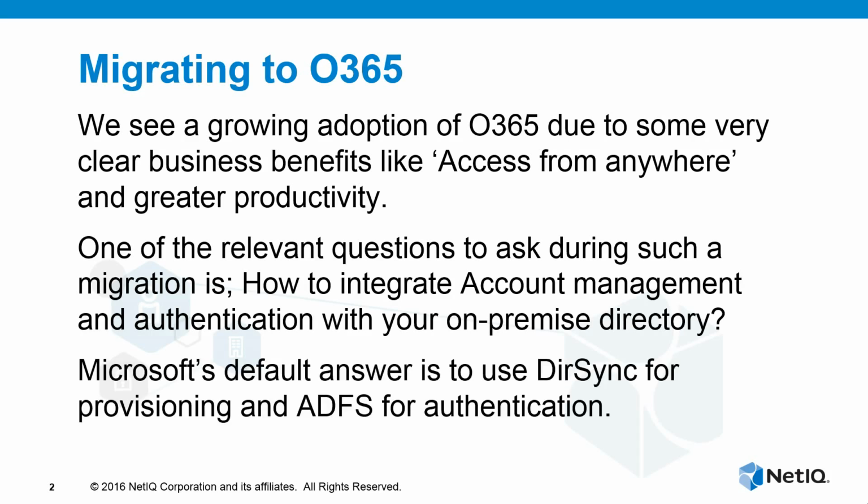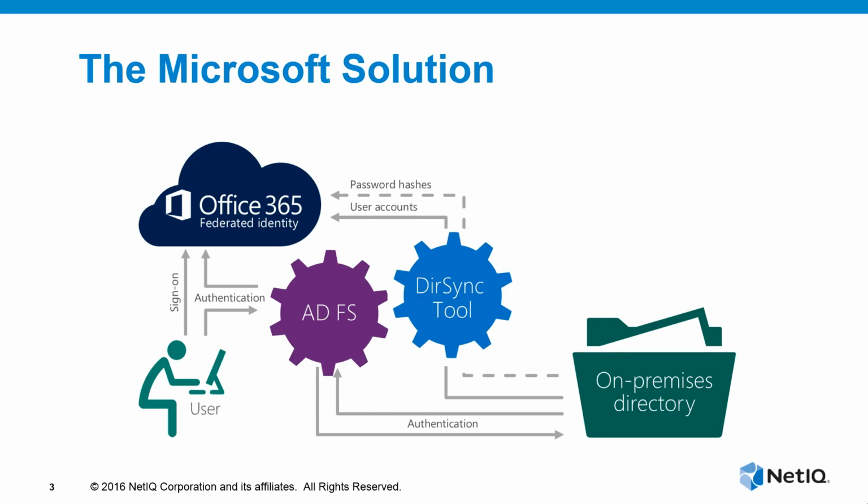The default answer from Microsoft is to use DirSync for provisioning and the Active Directory Federation Services for authentication. This is a good solution that's depicted in this next picture, which offers the functionality as you would expect. So with those two tools in place, an end user who needs to go to Office 365 has the ability to log in through a federative construction and use their username and password from the enterprise to gain access to the Office 365 cloud applications.